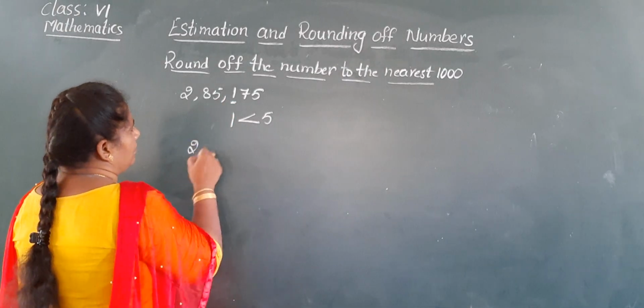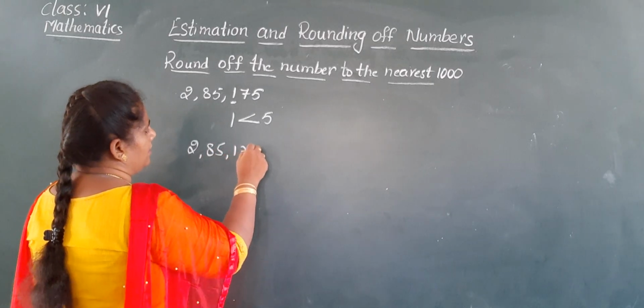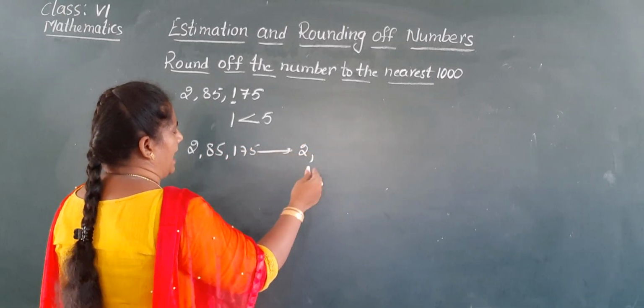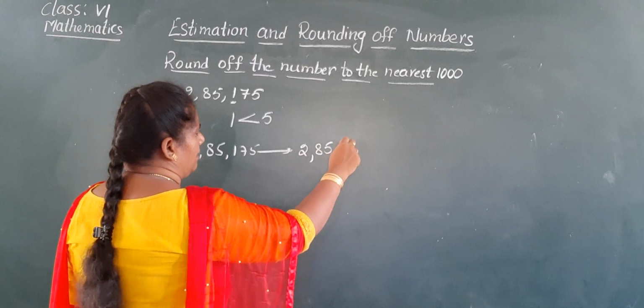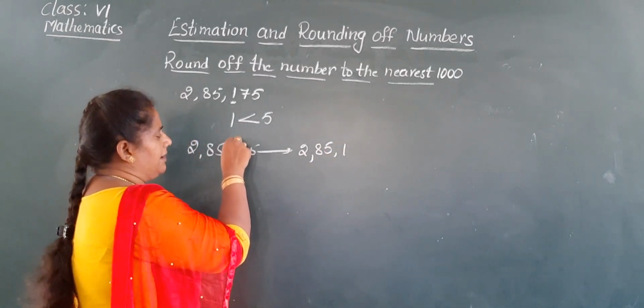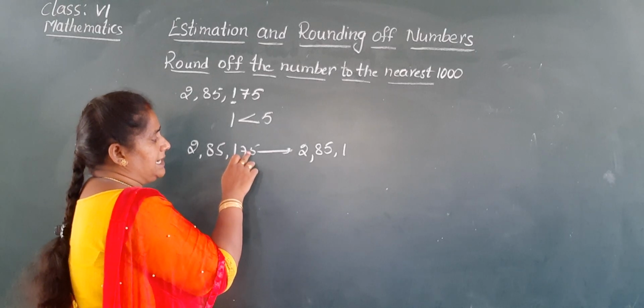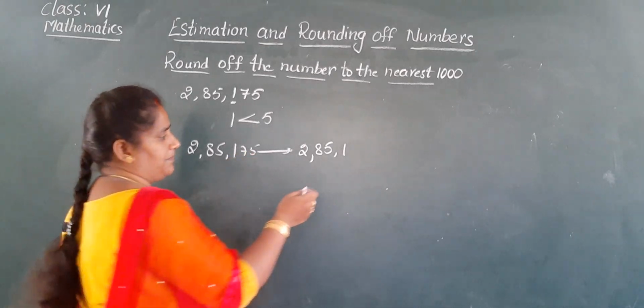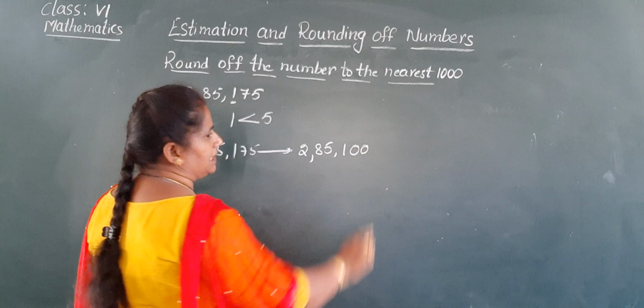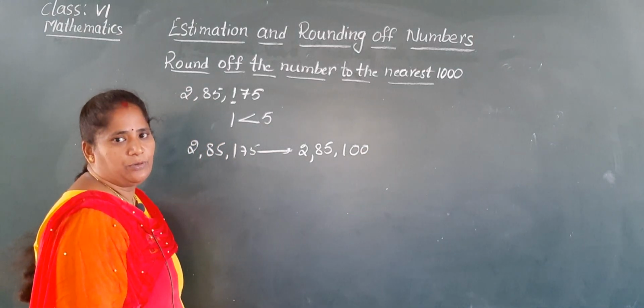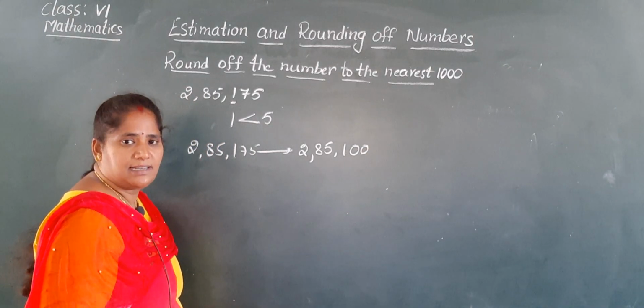If the digit in the hundreds place is less than 5, the thousands place is not changed. So we write the rounded number as 2,85,100. The thousands place is not changed and the tens and ones places become zeros. So keep zeros in the tens and units places. Okay, ma, is it clear to you?